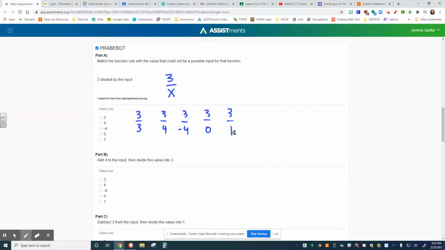And what I want to do is go through each of these and say which one of them would work. This equals 1, that one's good. This one's 3/4, that one's good. -3/4, undefined, and then 3. Of all of these, I would have to say that this one would be the one that could not be a possible input for that function because it comes out with an undefined outcome.